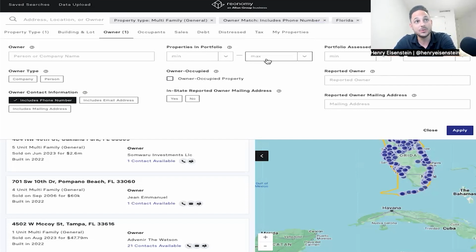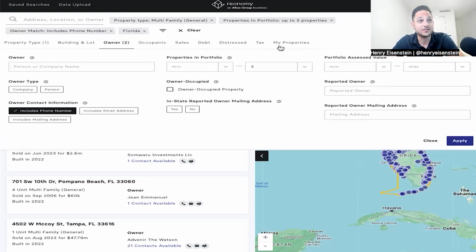Properties in portfolio, you can actually play around with a little bit. You can do maximum properties in portfolio of 3 as an example, which basically just means I want to take out the people who have 8 properties, 15 properties, 30 properties. Because when they own a ton of properties, the odds of them selling one of them for an affordable price or for a very lucrative price is probably going to be slim to none, because they're pretty savvy investors, because they do this for a living. I'm looking for people who don't do real estate for a living.